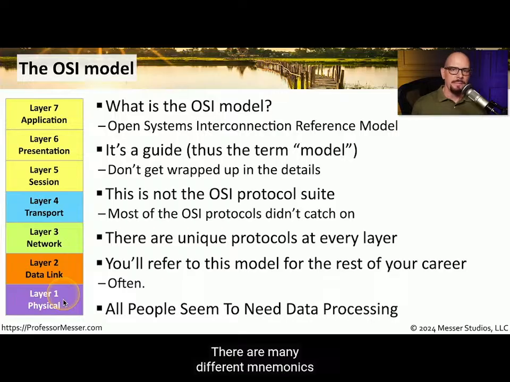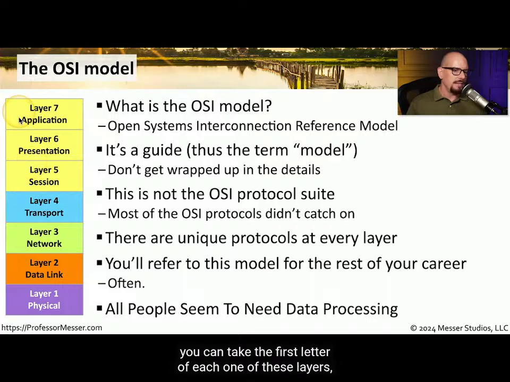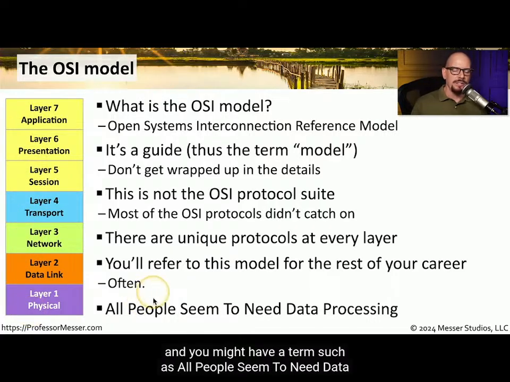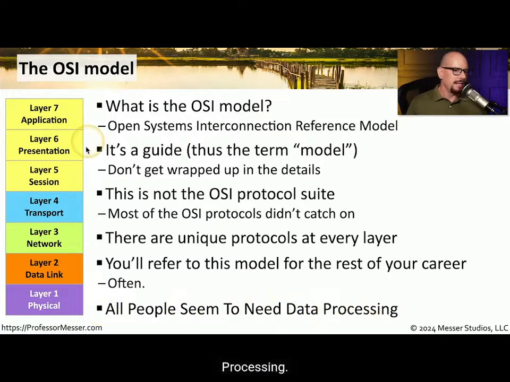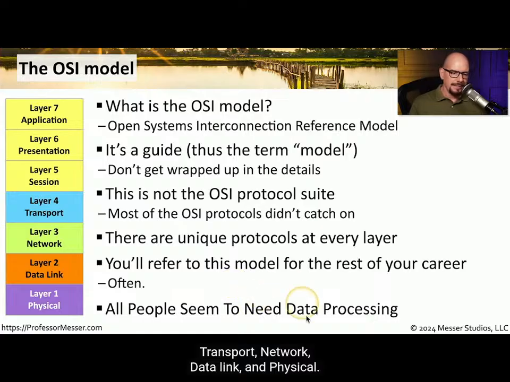There are many different mnemonics that people use to memorize this, but if you start at the top and work your way down, you can take the first letter of each one of these layers, and you might have a term such as, "All people seem to need data processing." That's application, presentation, session, transport, network, data link, and physical.